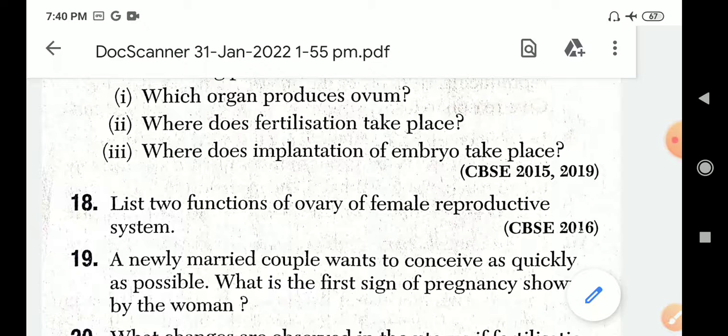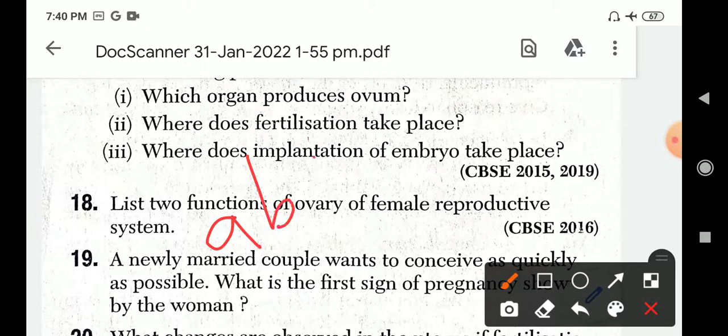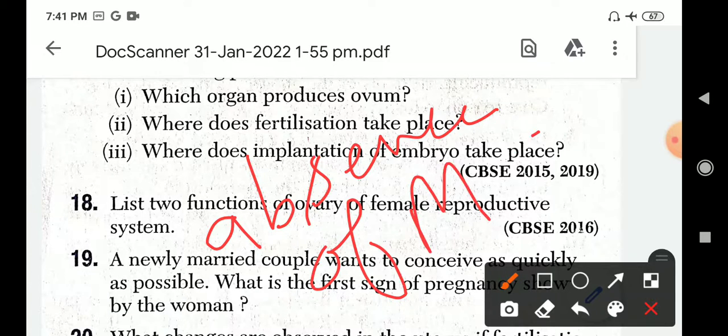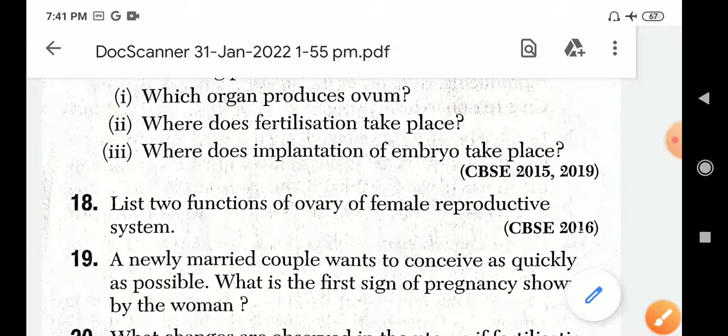Now next question, one more question is there. A newly married couple wants to conceive as quickly as possible. Okay. What is the first sign of pregnancy shown by the woman? Okay. The first sign is absence of menstrual cycle. This is the first sign which shows that the woman may be pregnant, right.